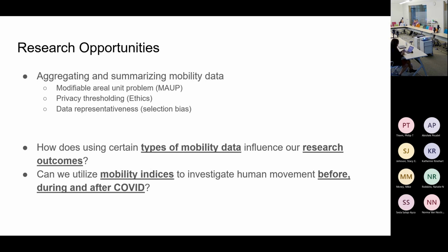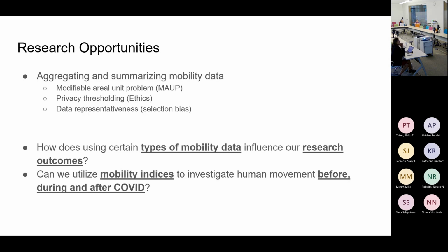There are many different issues that show up when you look at aggregation. Obviously, there are the privacy thresholding algorithms. Every company has their own algorithm, and we don't necessarily know how they affect the aggregated outcomes. At the same time, we're not really aware of how that influences data representativeness. So our main goal, the big picture questions, are as follows. How do different types of mobility data influence our research outcomes? In other words, if we use each specific mobility data set, how does that influence the hypotheses that we generate and then accept or reject?